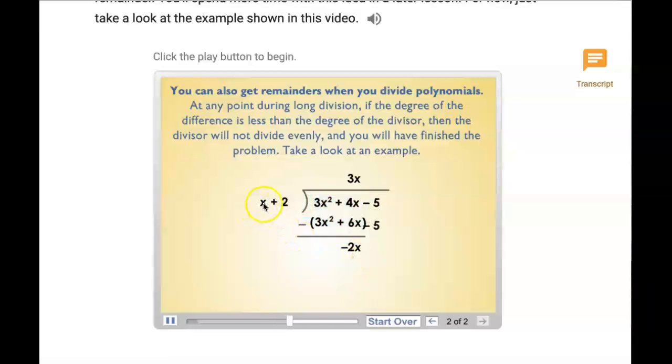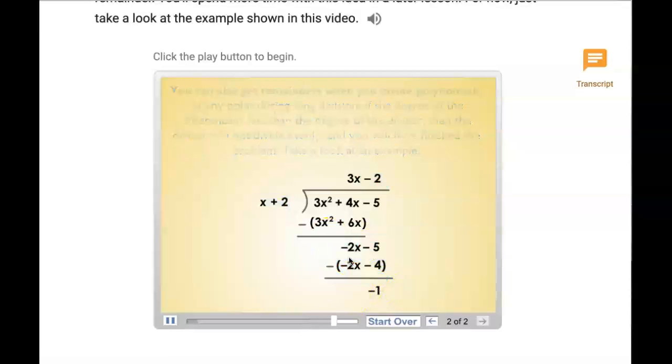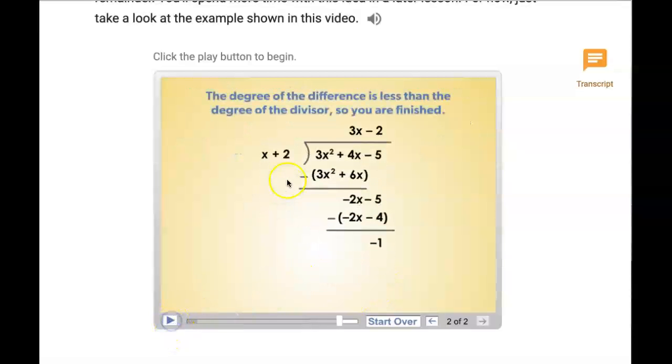Then you have to figure out how many times x goes into negative 2x. It goes in negative 2 times. And then you multiply the entire quantity, and we are left with a remainder of negative 1. And there you go.